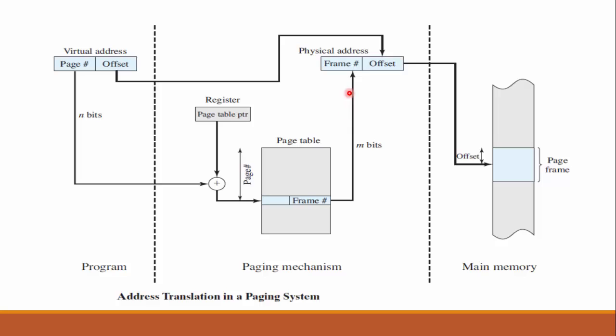The offset is the same, and now the actual physical address obtained is this: the frame number and the offset, which is the actual place in the main memory. So we can use the page number to get the frame number from the page table, and adding it with the offset gives us our desired physical address, which is in the main memory.